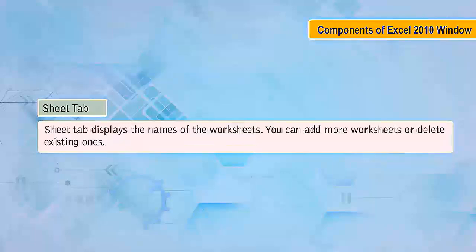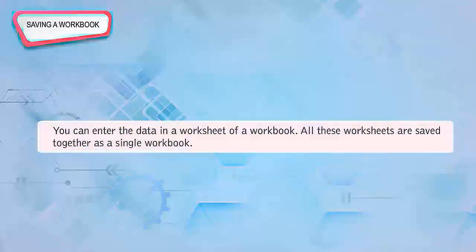Sheet tab. The sheet tab displays the names of the worksheets. You can add more worksheets or delete existing ones. Saving a workbook. You can enter the data in a worksheet of a workbook. All these worksheets are saved together as a single workbook.